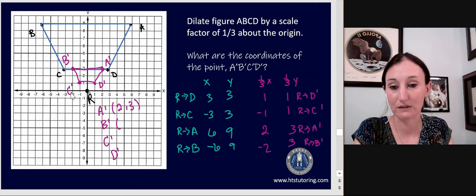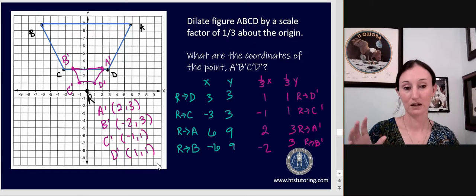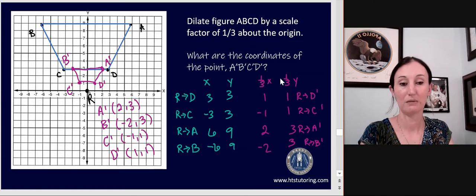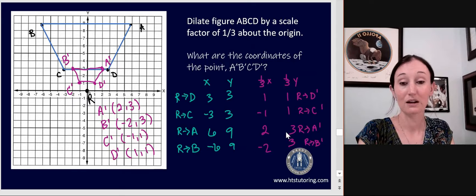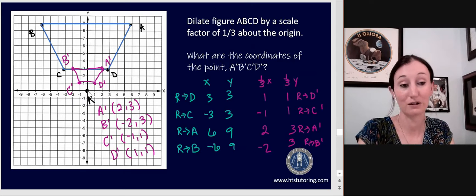B prime is at -2, 3. C prime is at -1, 1. And D prime is at 1, 1. Now what's interesting about this is those coordinate points match the scaled distances, the x's and y's. Now why is that? Well, that's because if we are rotating about the origin, it's a special case.